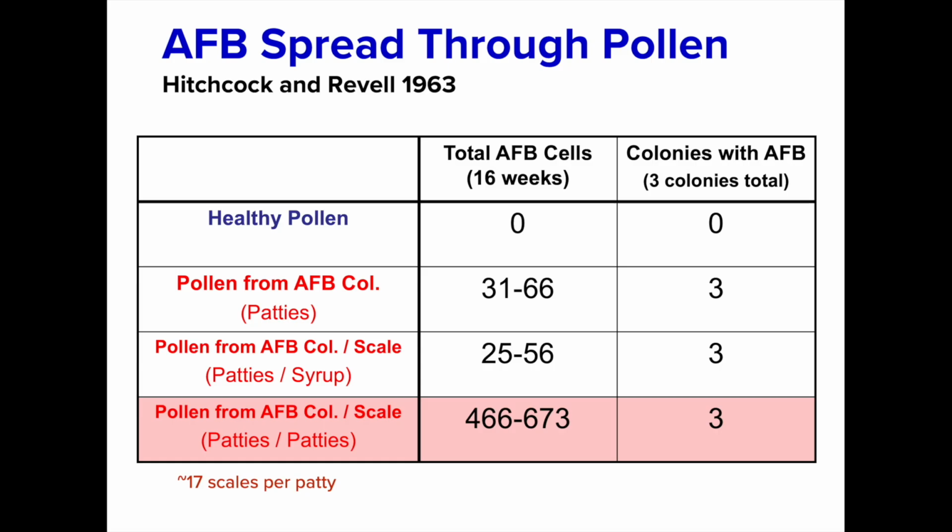If you took pollen from an AFB colony and then you took a bunch of scales and put it into syrup, it didn't get much worse. So pollen is a way worse way of infecting a colony than syrup, infected honey or something. The pollen really goes to the larva and spreads the disease. And the worst here was if you took pollen from an AFB colony and then you took scales and put them into the patty, the colony just got destroyed. So really be careful when you're buying pollen.